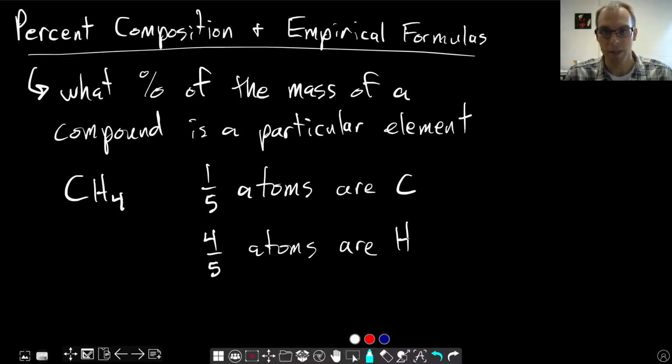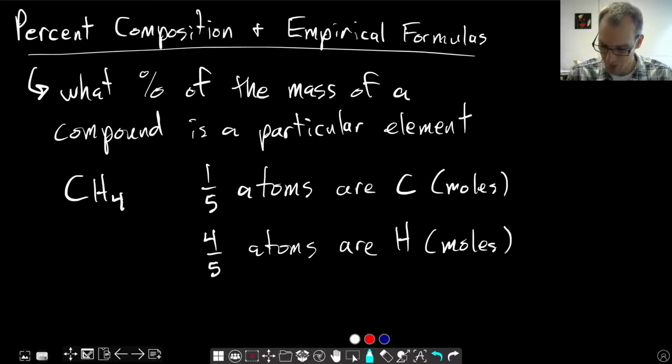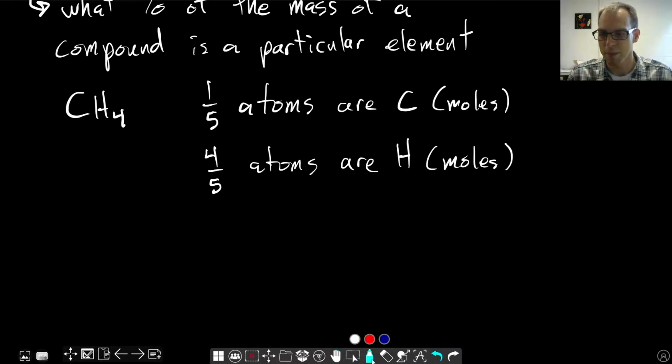And how do we do that? We use the idea of moles. Because we can think of this in terms of atoms or in terms of moles. 1/5 of a mole of methane is carbon, and 4/5 of a mole of methane is hydrogen. And so that's the basic idea of what we're going to do. So let's go through an example with methane of how we can calculate the percent composition in terms of the mass of methane, how much of it is carbon, how much of it is hydrogen based on mass.